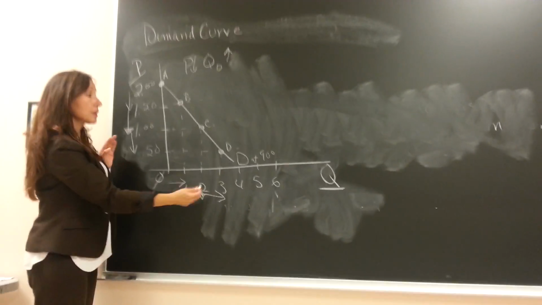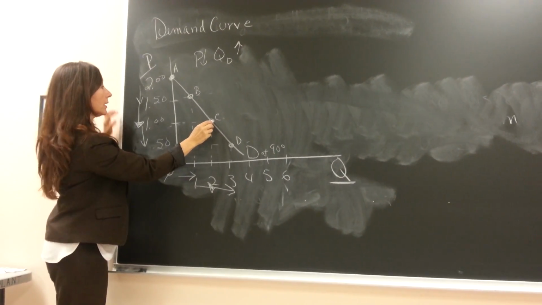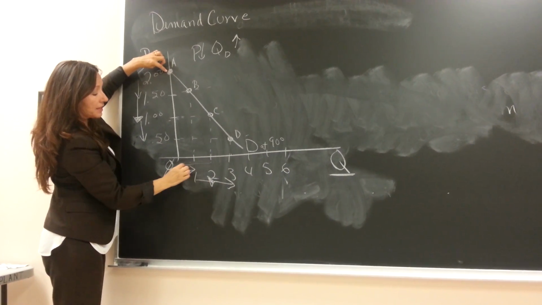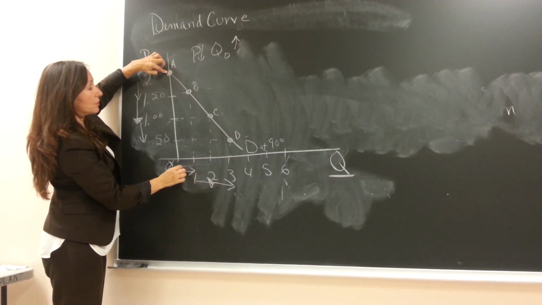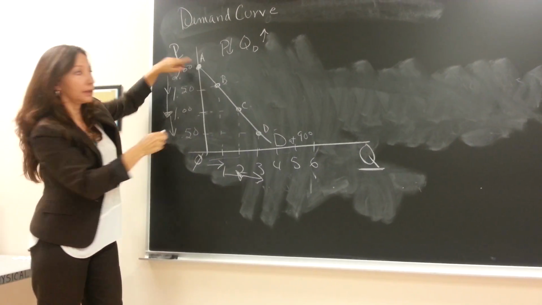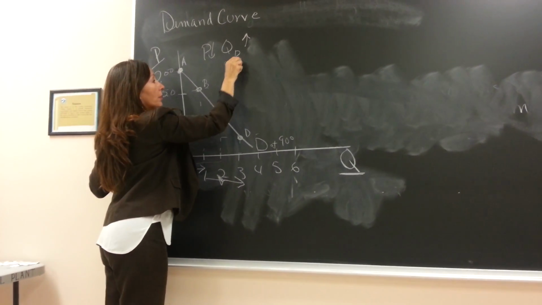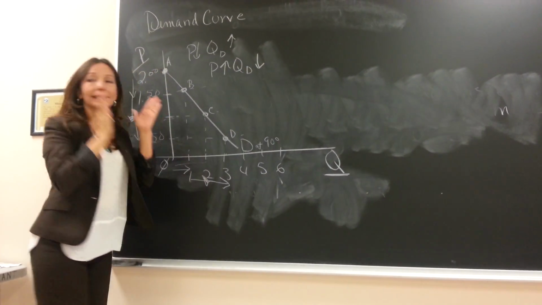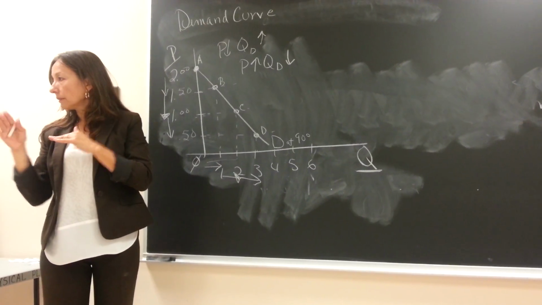Then, you know that this would go the other way too. What happens if ice cream cones are $1 and they go up to $2? Well, quantity demanded is going to decrease. So we'll have 0 ice cream cones demanded at $2. So price goes up, quantity demanded goes down. So it's like a seesaw effect.